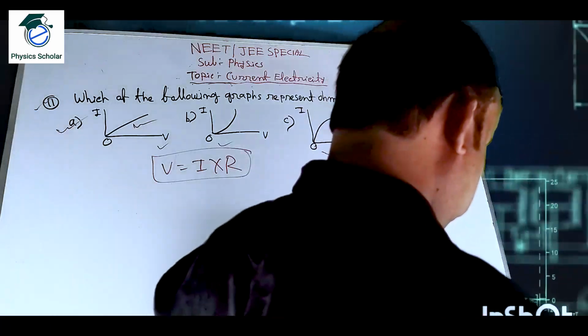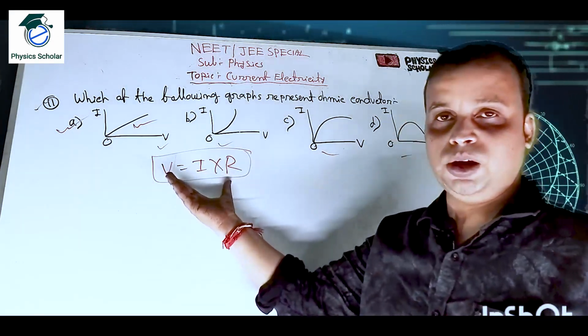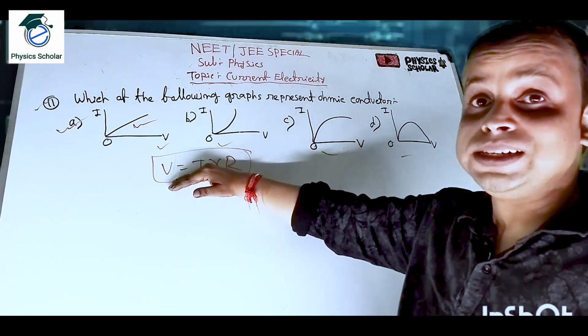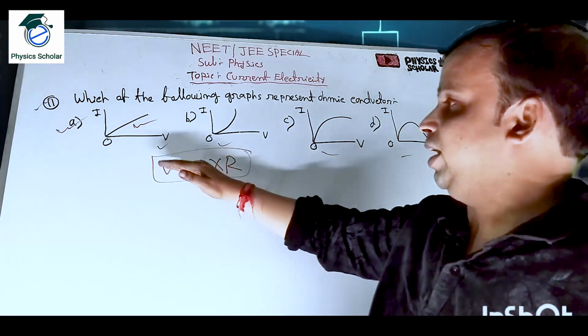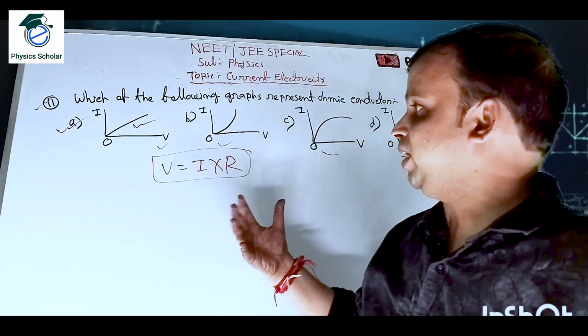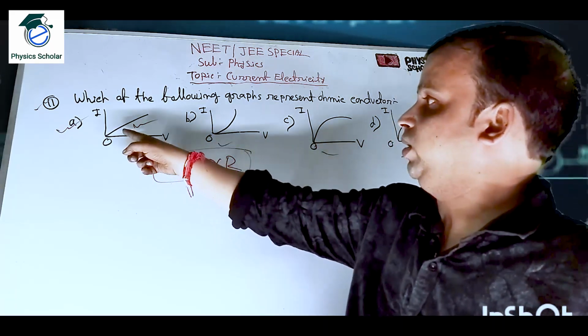So the ohmic conductor will obey Ohm's law. What is Ohm's law? V is equal to I into R. So it will represent the equation of a straight line. Clear? And the slope of that particular straight line will represent the resistance of the conductor at that particular temperature.